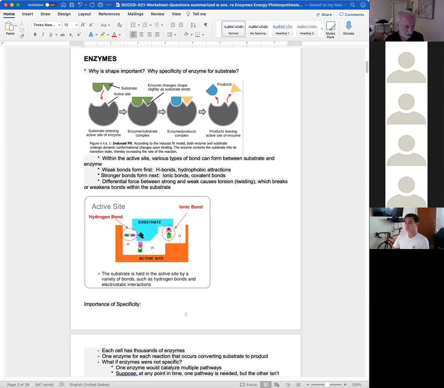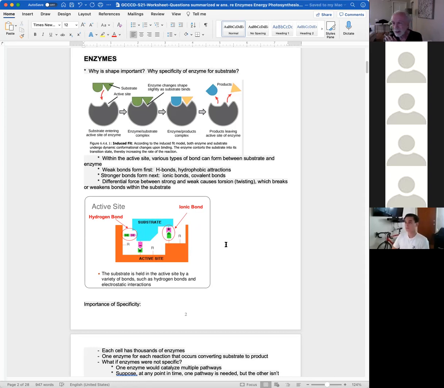And what you see illustrated here are various bonds between the substrate and the enzyme. So this illustrates a hydrogen bond, this illustrates an ionic bond, there could be a disulfide bond. So the bonds between the substrate and the enzyme are different, and they represent different strengths. And it's this differential in strengths of bonds that causes the enzyme reaction to go forward.